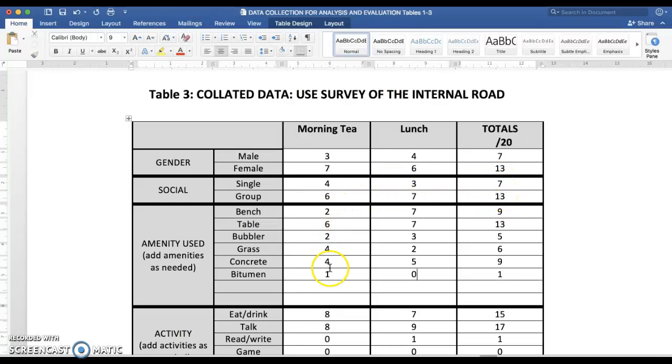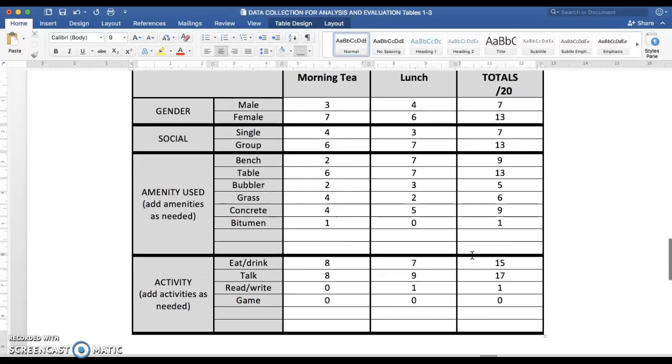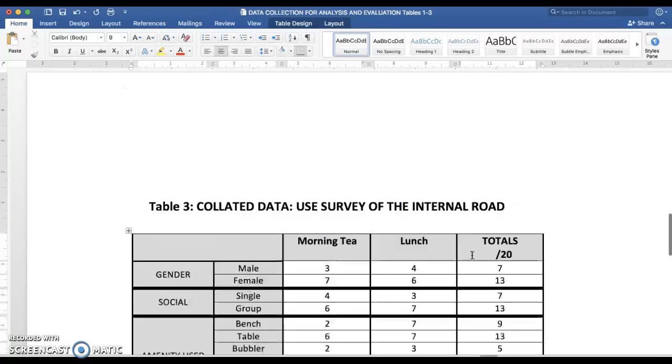Now, when we go down to the amenities used, people could have used a variety of different things during the time that you were watching them. So they could have used the bubbler and then gone back and sat on the grass or something like that. So you might have more numbers. These numbers won't add up to 20. Okay, so that's fine. Just make sure these top 2 do. So you can see here clearly which amenity was the most popular, and then which activity also was the most popular.